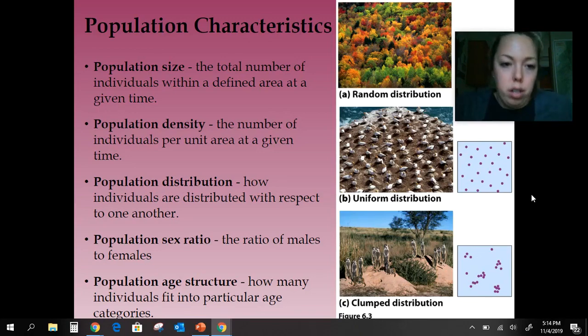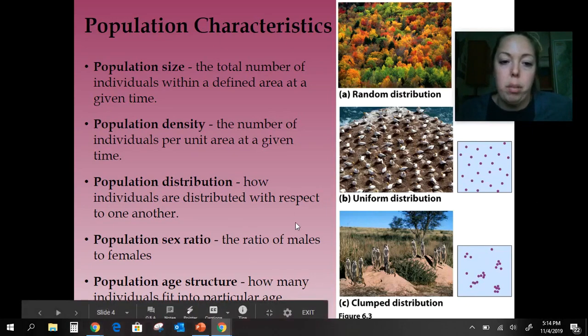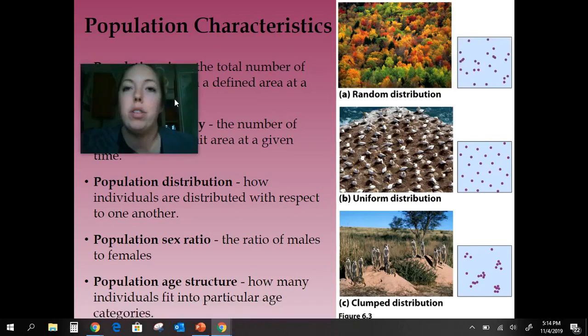In addition to knowing the population size and density of a population, another third thing that's useful for us is to know the population distribution. So population distribution is just a description of how individuals are distributed with respect to one another. Okay, so if you look at this diagram over here, you can see the three different types of population distributions. You should be familiar with these.